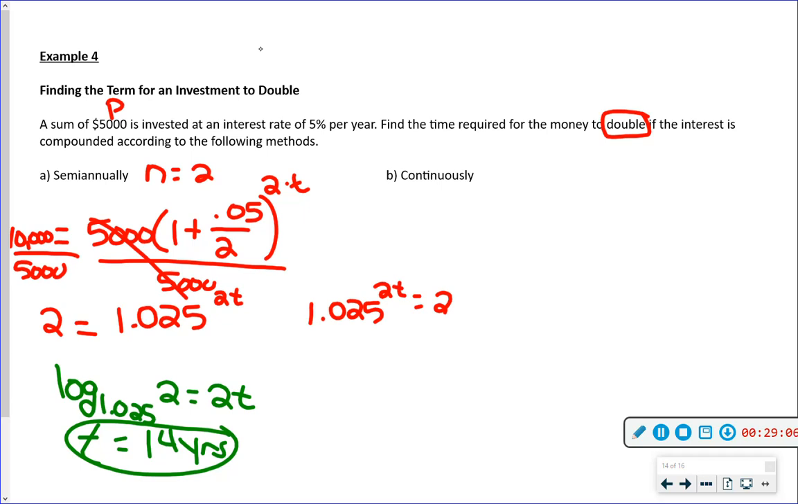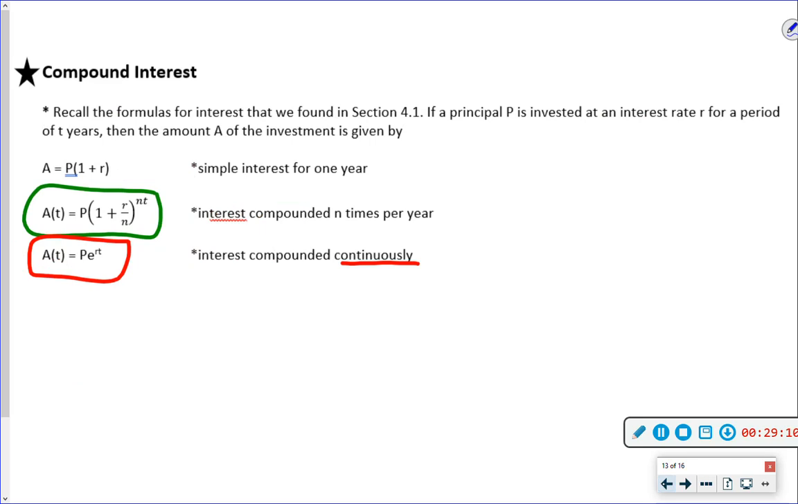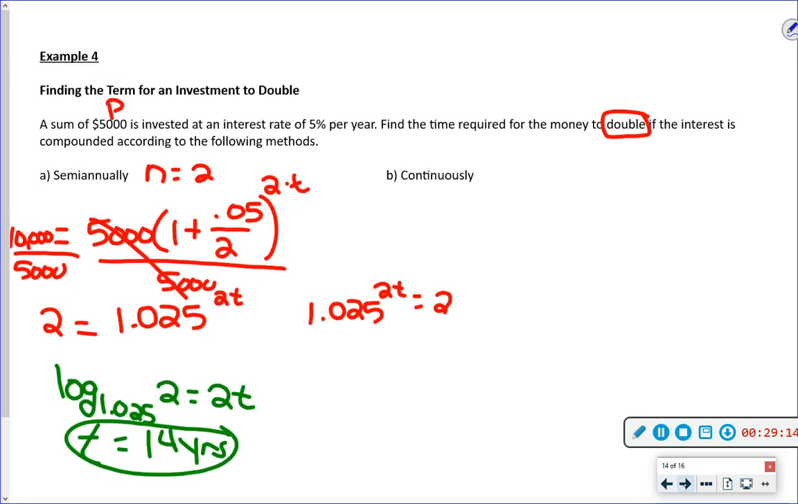All right, now continuously, we're using our lovely new formula there, the bottom one. We are still starting with our 5,000 for our P. Our rate's the 5%. We're finding the time, and we need the money to double. So once again, we're at 10,000. So obviously same numbers, just a different calculation, different formula. I'm going to divide off the 5,000 again.